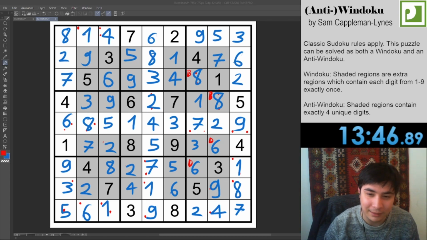But yeah, that is both the Windoku and the anti-Windoku solved.